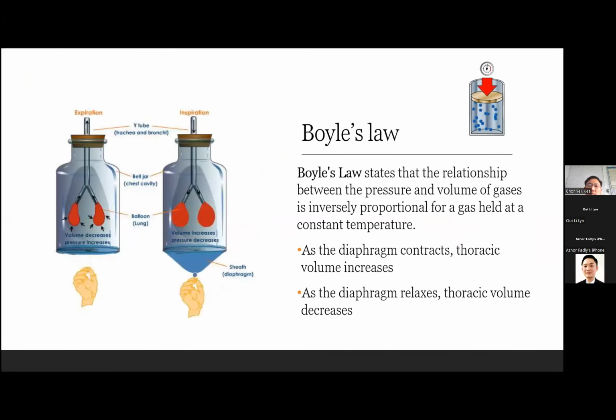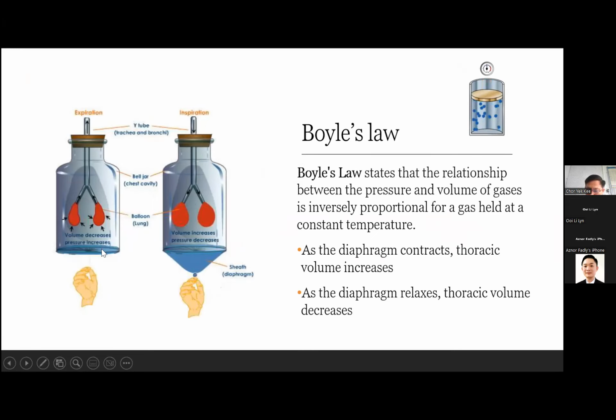So this is actually applied to the state of how we breathe in and breathe out. Because Boyle's law states that the relationship between pressure and volume of gases is inversely proportional for the gas held at a constant temperature. So look at the right side of the picture. As our diaphragm contracts, it actually increases our intrathoracic volume. So Boyle's law stated when our volume increases, the pressure drops. So when the pressure drops, the air will come in. That's why the balloon will actually puff up. So this is the mechanism of how we inspire.